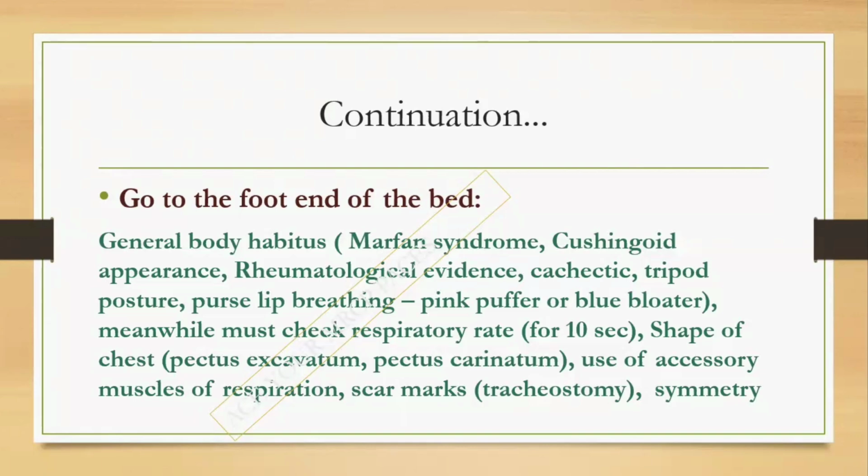Okay. Just look for clues at the bed end, whether this patient has Marfan syndrome. He looks like he has increased arm span length. And also you can look for cushingoid appearance, a very important thing in the pulmonology station. Again, you can look for rheumatological evidence, any cachexia present, temporal wasting, tripod posture, especially for chronic COPD patients, and pursed lip breathing, whether they are pink puffer or blue bloater, and the shape of the chest, any obvious chest deformity.